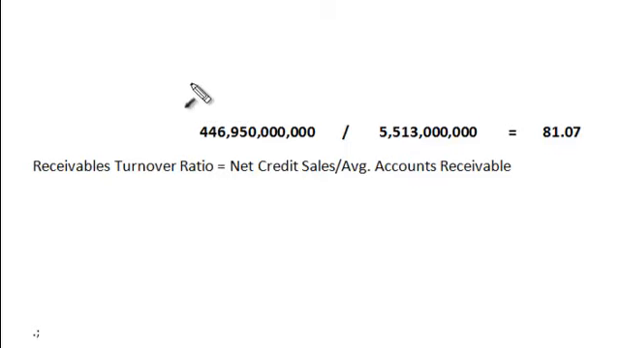Just to make sure we're on the same page, we take that total revenue number. We prefer the net credit sales, but when we don't have that available, we use the total revenue or total sales, which gives us 446 billion. Then we divide that by the average of the net receivables of the past 2 periods. We simply add them together and divide by 2. In this case, it gets us 5.5 billion. Then we take this number and divide it by this number, and this tells us that they turn over their net receivables 81 times, or 81.07 times, in a 12-month period.